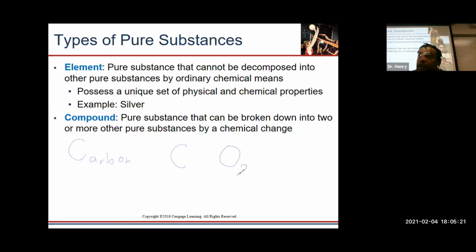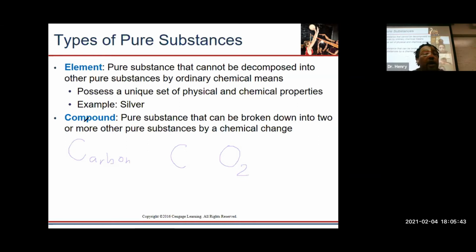Oxygen is diatomic, and there are 7 diatomic elements. I'll talk about those here in a minute, but oxygen is also an element, okay? Only thing, there's always going to be 2 of them around under normal circumstances.